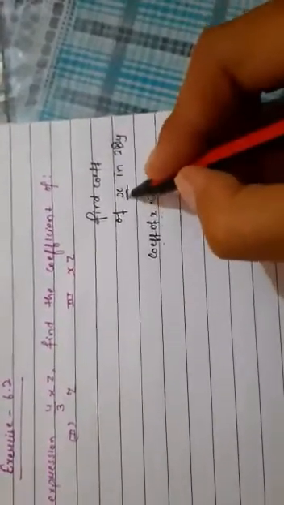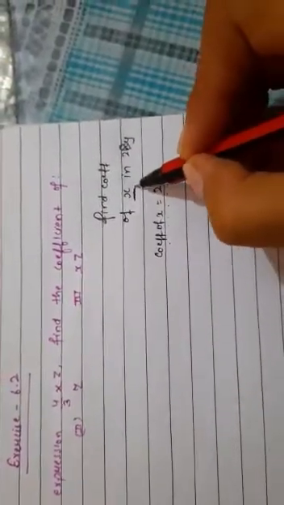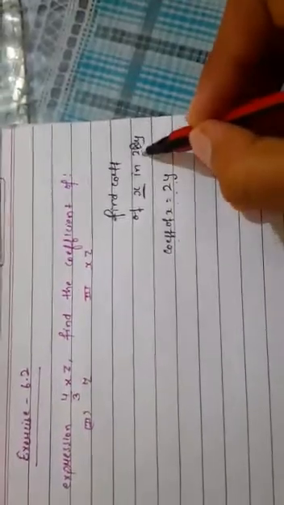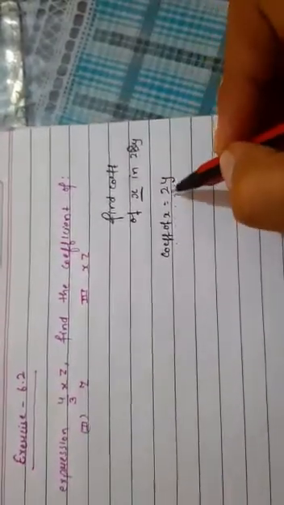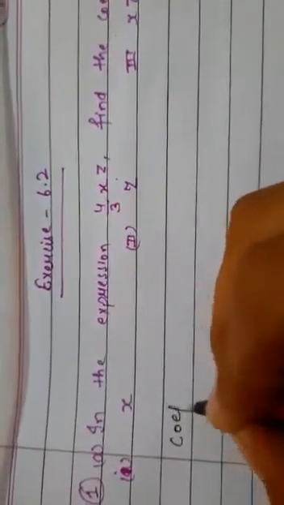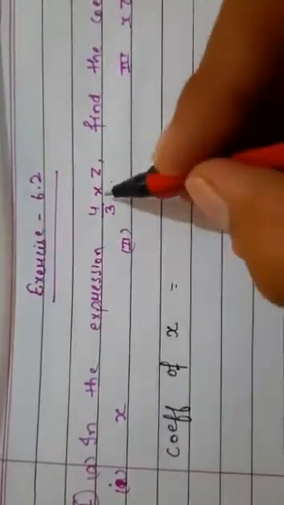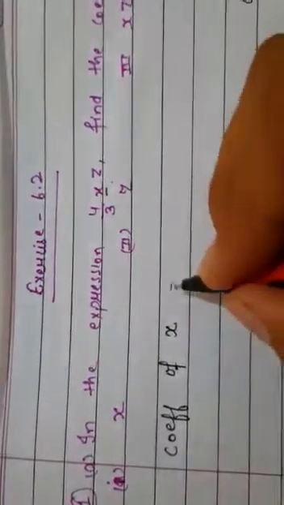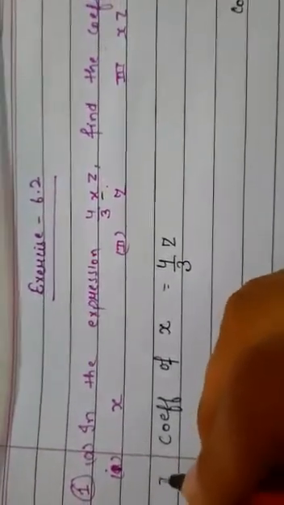Find the coefficient of whichever variable they name; that we will leave, and all the other constants and variables that are there are the coefficient. Now see here also, in this expression, find the coefficient of x. First of all we write the coefficient of x. What will be the coefficient of x? Leaving x only, it is 4 by 3 z. This is the first part.